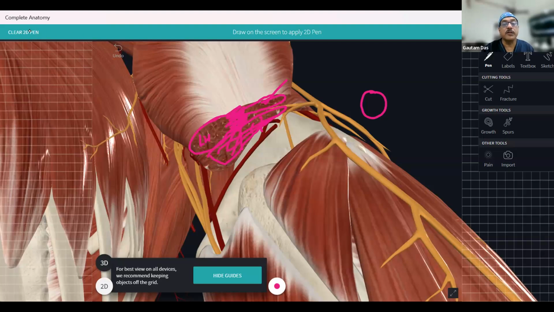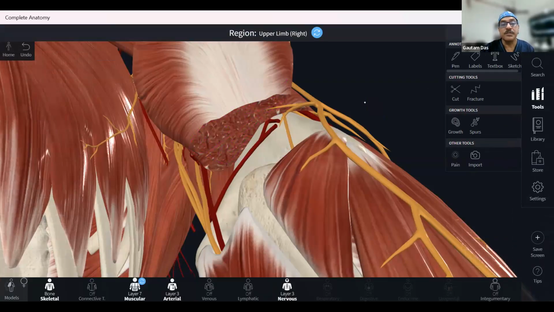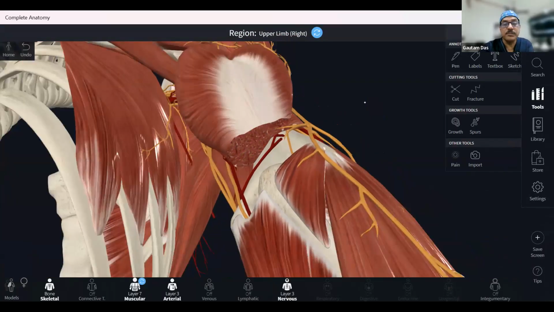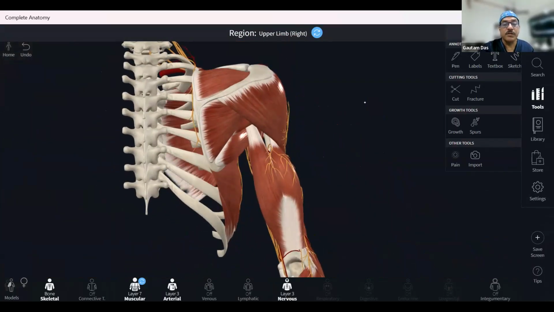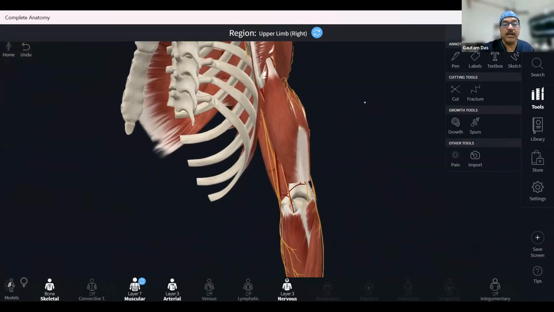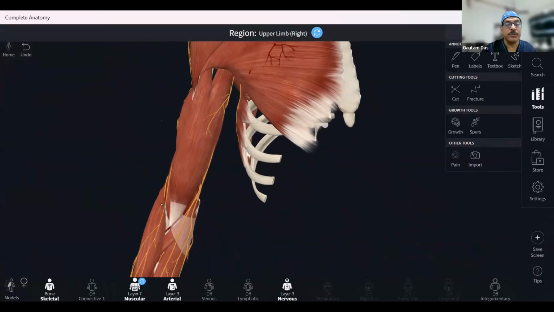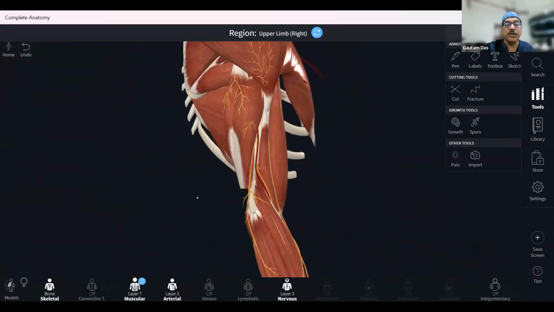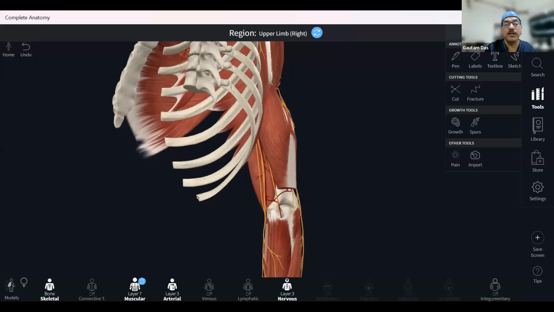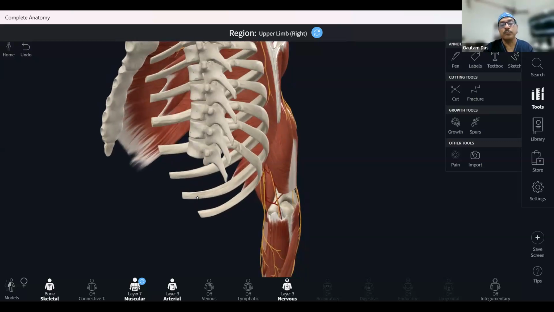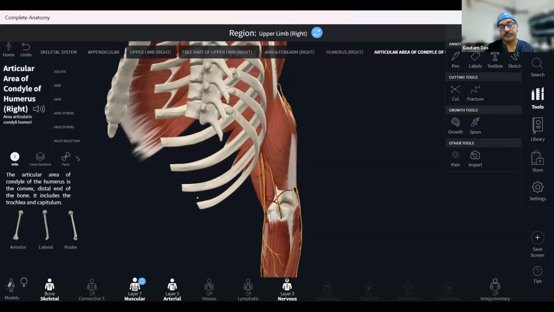So let me clear all the drawings. Sorry. And just some of the nerves. Already I've talked about some of the nerves, and a little more about the nerves. Anteriorly, as I told you, the important nerve on the lateral side, between the brachioradialis and the brachialis, is your radial nerve. On the medial side, we have the median nerve. And in the cubital tunnel, you'll be able to find the ulnar nerve.